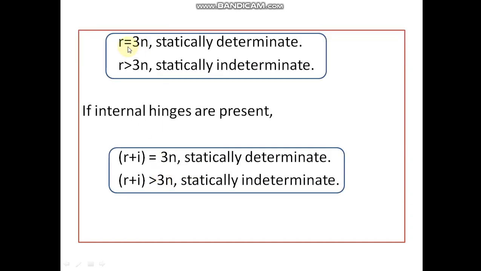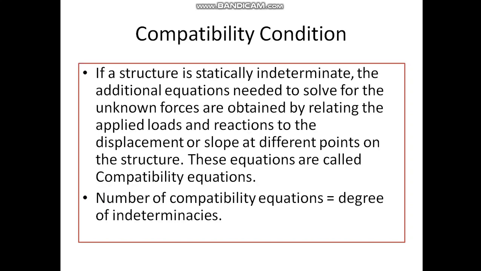If the number of reactions equals 3n, then it is called a statically determinate structure. If r is greater than 3n, then it is called a statically indeterminate structure. If you have internal hinges present, then r plus I equals 3n, it is called statically determinate. If r plus I is greater than 3n, it is called a statically indeterminate structure. R is the number of reactions, n is the number of parts.